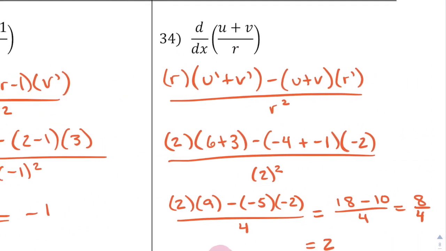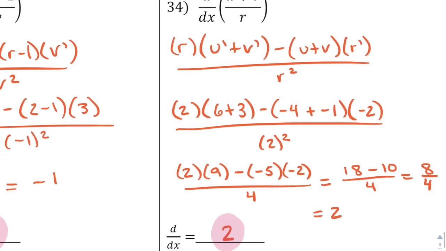Here, denominator times derivative of the numerator. It's the sum of u and v, so it's going to be the sum of u prime and v prime. So r times u prime plus v prime minus u plus v times derivative of r, the denominator, all over denominator squared. After calculating the math and being extremely careful, I get the result of 2.